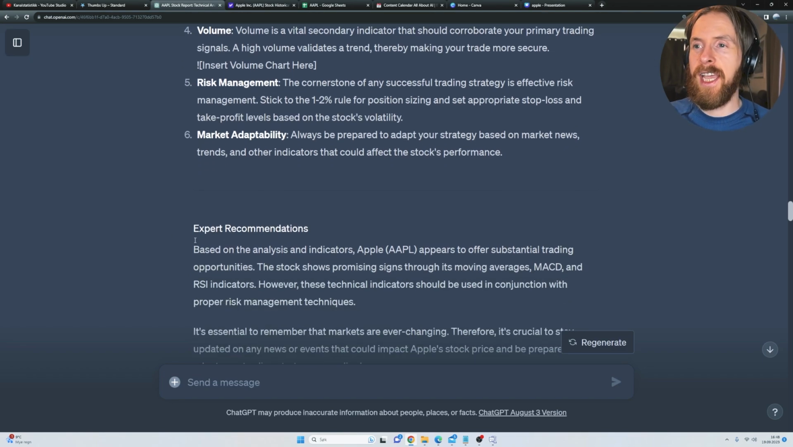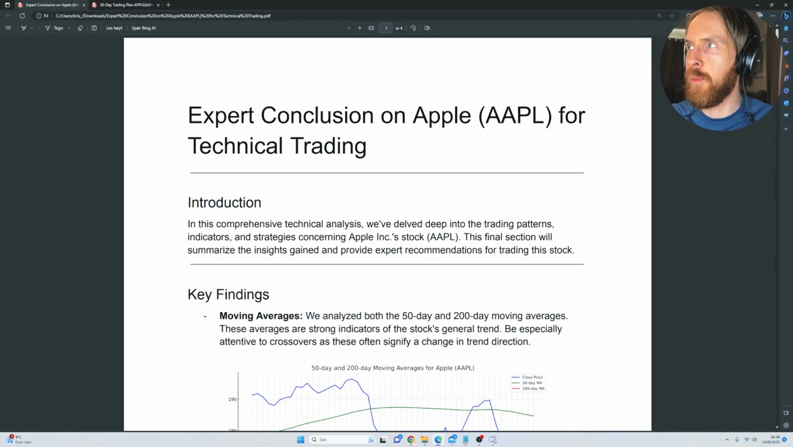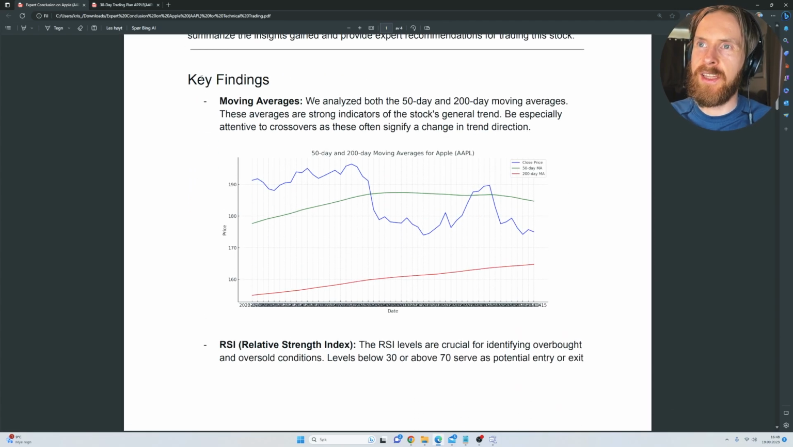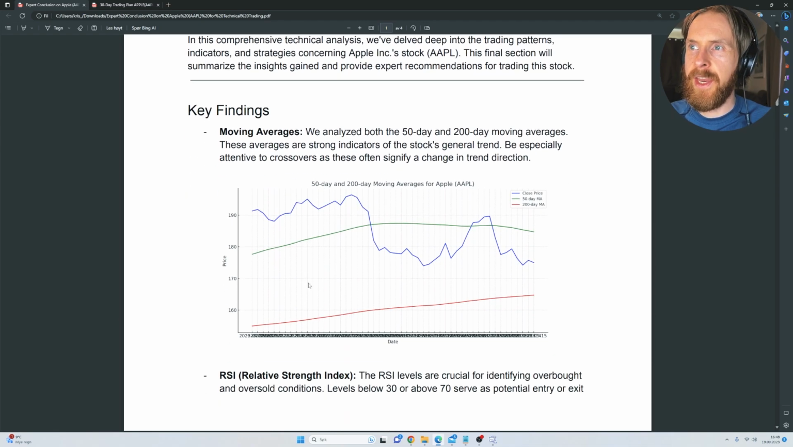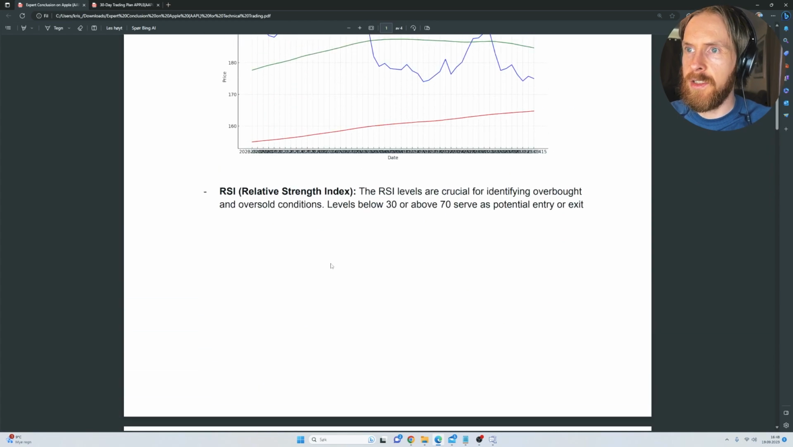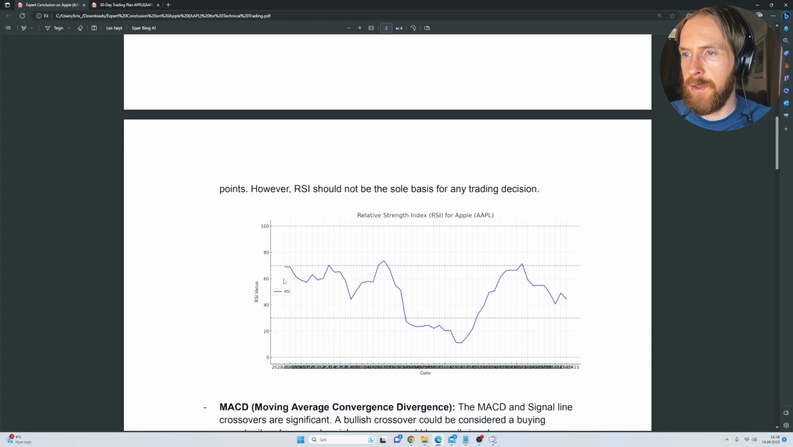But before we look at the expert recommendations, let's take a look at the report here. So you can see I created key findings here. We have this report, right? Expert conclusion. Here you can see the chart for moving averages. We have the green line, which is the 50-day MA, and the red line, that's the 200-day moving average. Here we have the RSI. Where did that go? Here it is. So you can see this blue line is the RSI.